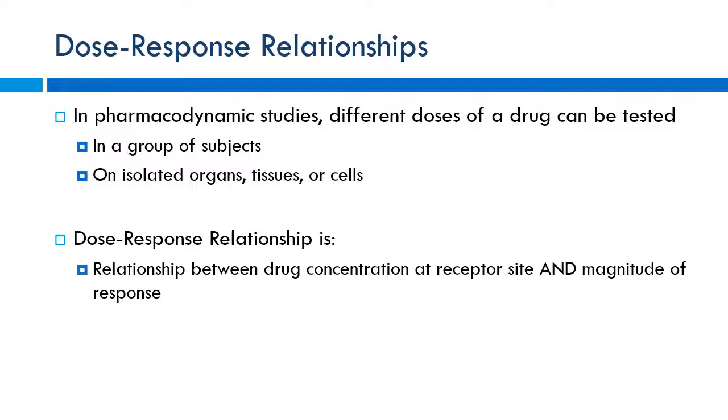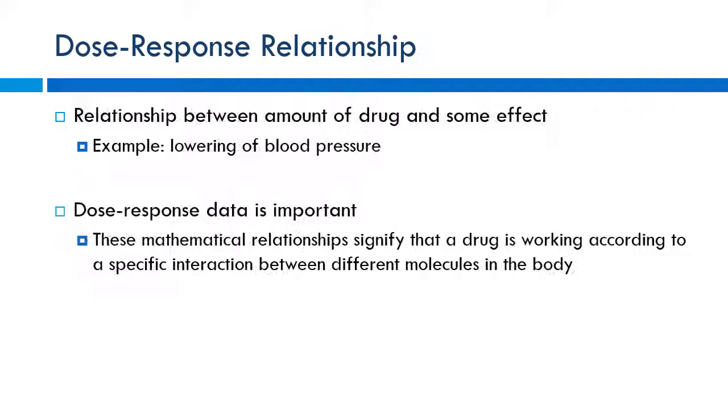Now, you can do this in a group of subjects. I could potentially give half of you 10 milligrams of a drug and the other half 20 milligrams and compare. That could be one type of study, or you could do it as bench research, on isolated organs, tissues, etc. You can see how different concentrations affect those tissues. Basically, we're trying to figure out how much drug is getting to the receptor site, and then how big of a magnitude of response we're getting out of that, right? Just as simple as that.